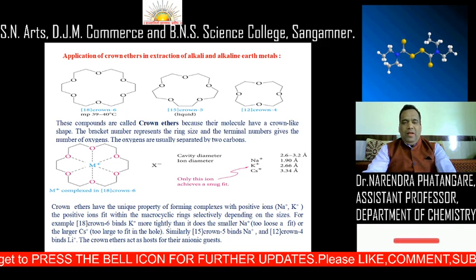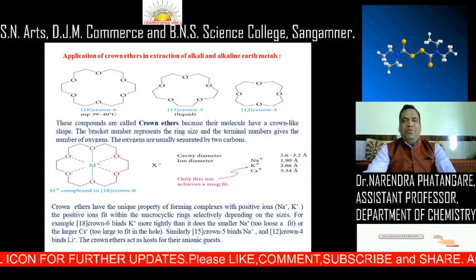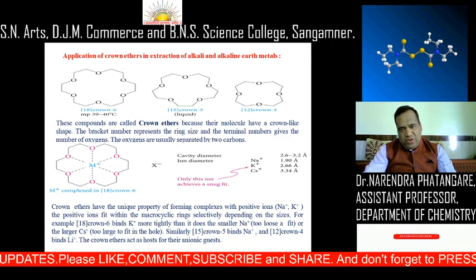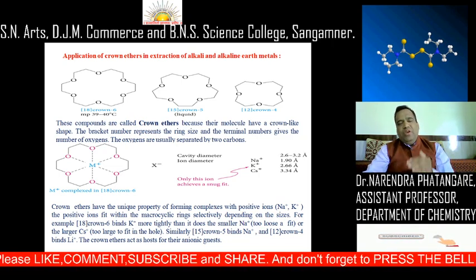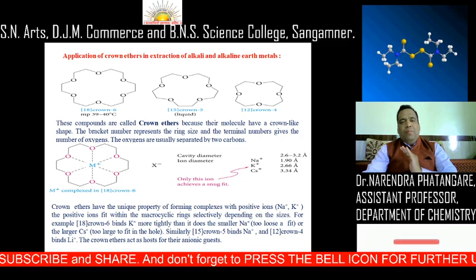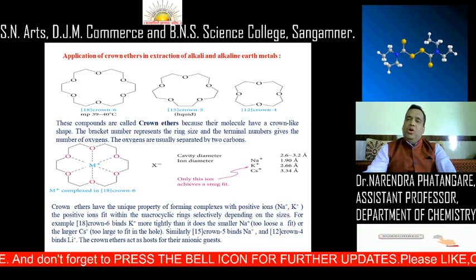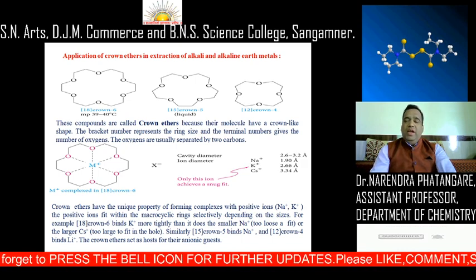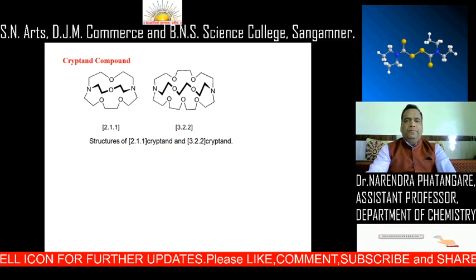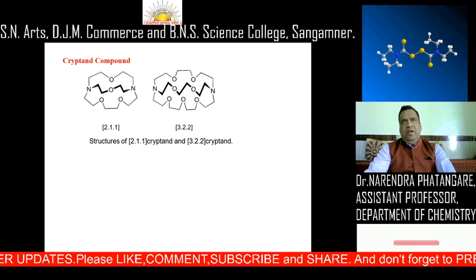Cs is larger as compared to the cavity of the 18-crown-6. Therefore, by using 18-crown-6, we are able to separate potassium specifically from other alkali elements. That is the main important application of a crown ether, to separate out as a molecular sieve, and it plays a very important role in this way. Now, similar to the crown ether, some cryptand compounds are there.